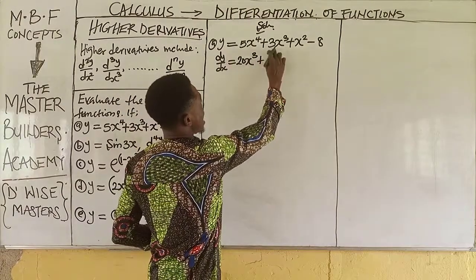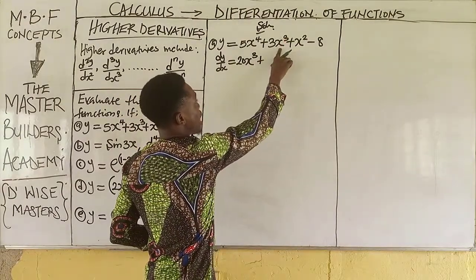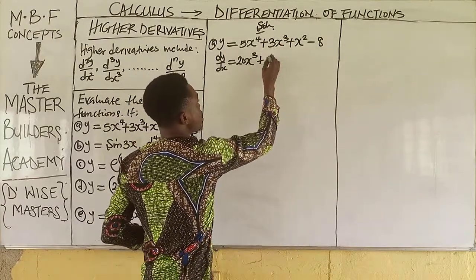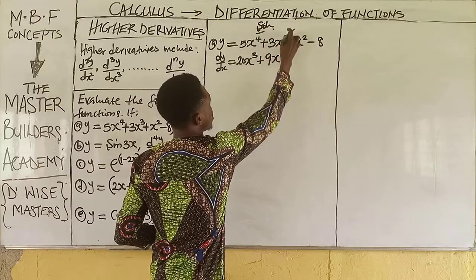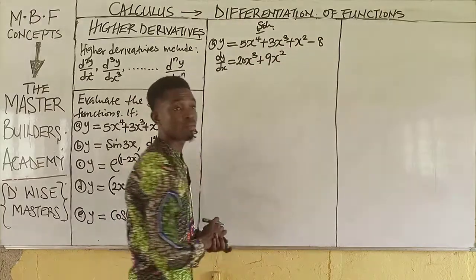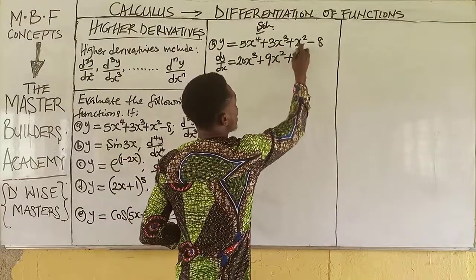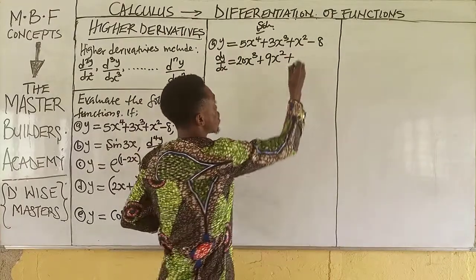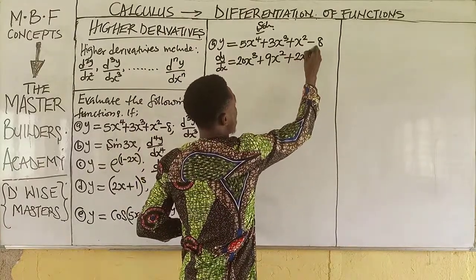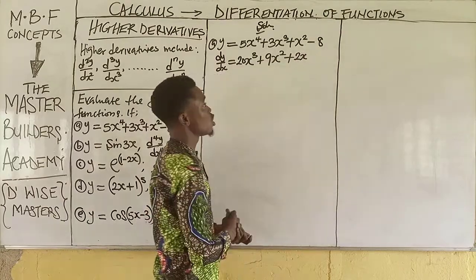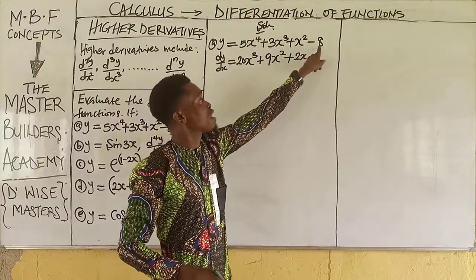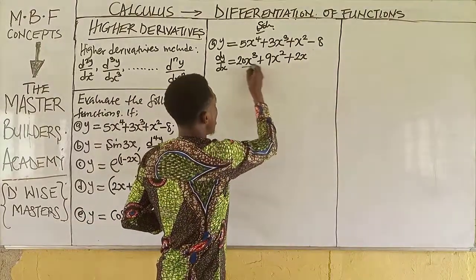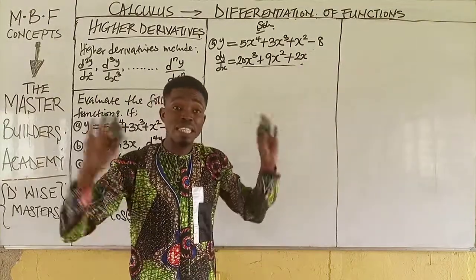Then plus the next. The power of this variable here is 3, so 3 will multiply the existing coefficient, which is 3 multiplied by 3. This will give us 9, and we reduce the power by 1, so this will be x^2. Then also, we have the next to be x squared. When we differentiate x squared, we bring down the power, which is 2, and reduce the power by 1, and there's no need to put 1. Then finally, when we differentiate a constant, we know that is 0. So we have minus 0, which makes this our answer for the first derivative.